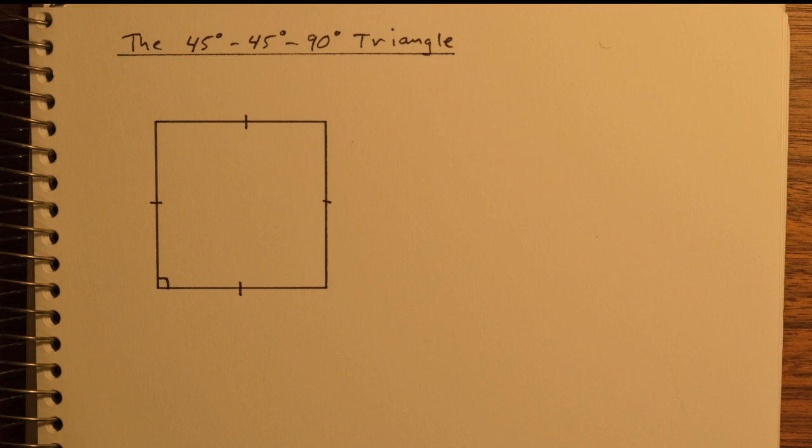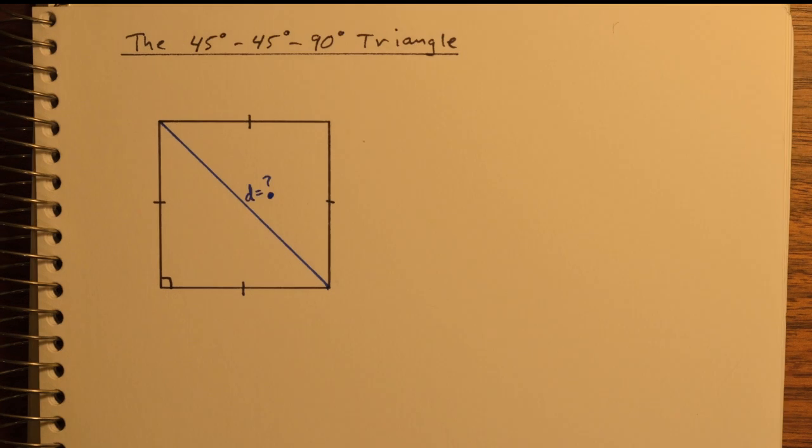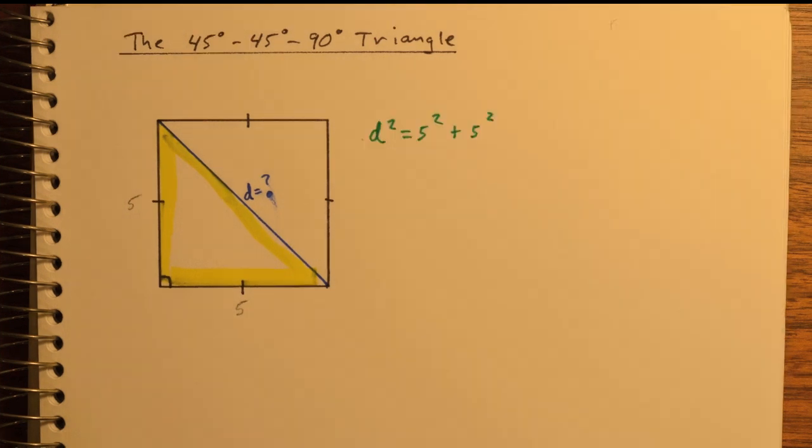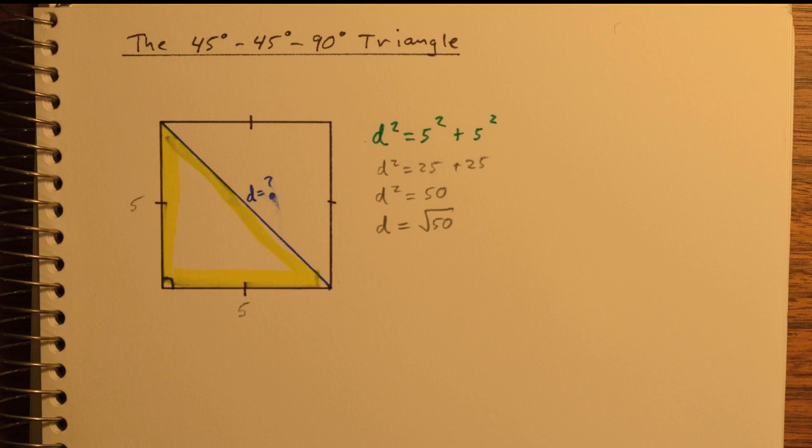The 45-45-90 triangle starts with a square. So the origins of this triangle come from asking the question, how long is the diagonal? Well, if, for example, we consider side lengths of 5, using the Pythagorean theorem, we know that the diagonal squared is equal to 5 squared plus 5 squared. And solving for d, we get that d is equal to 5 square roots of 2.